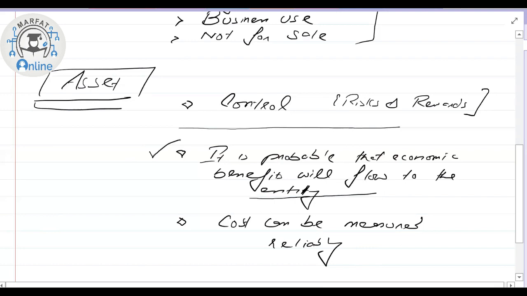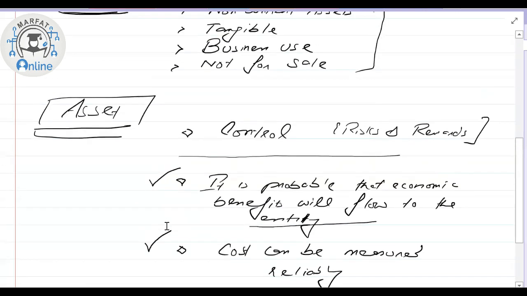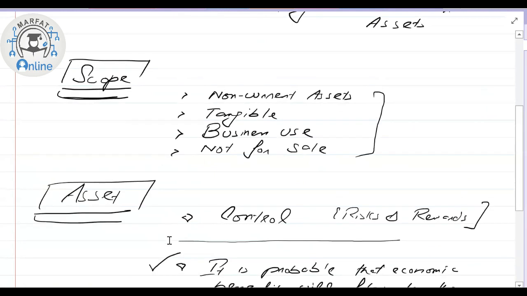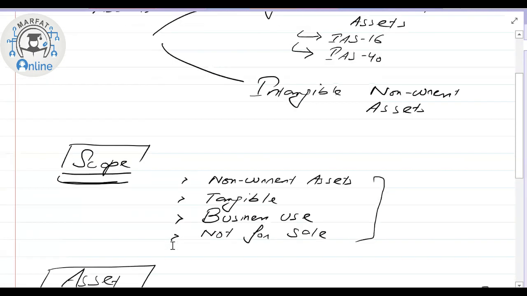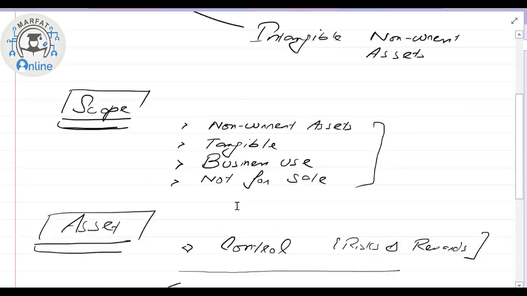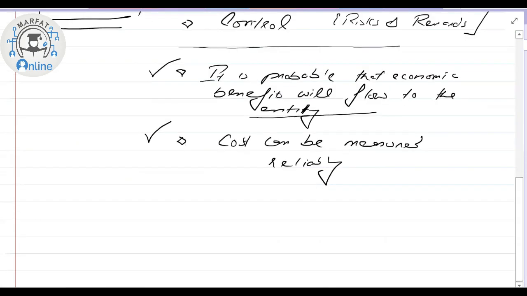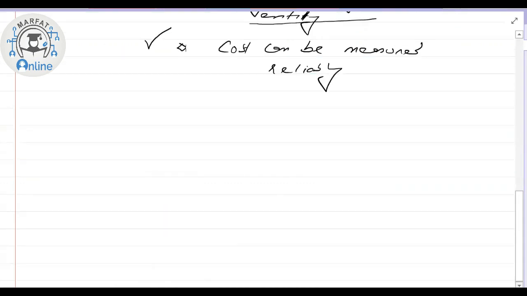That is, it is probable the economic benefit will flow to the entity, and cost can be measured reliably. So this is the criteria of the asset, and this is the scope of the property, plant, and equipment. So anything which does not fall in this should not be recorded in the IAS 16. And what are those things? We can now discuss the exclusion.